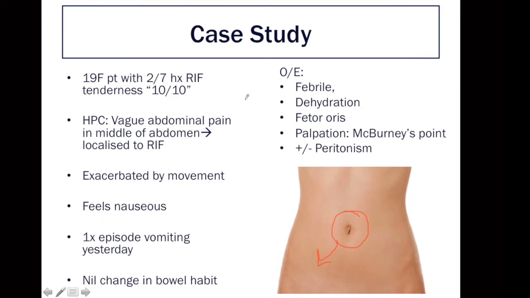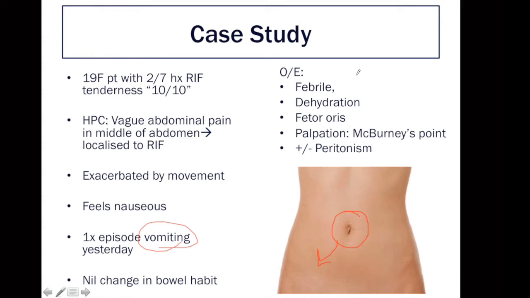She also states she feels nauseous and had an episode of vomiting yesterday. Nausea is very common. Vomiting, you can get 1 or 2 episodes, but if it's constant vomiting, it's unlikely to be appendicitis. Often there isn't any change in bowel habit. However, some patients can have a history of constipation, which could be the cause of the fecalith, or diarrhea caused by irritation of the rectum from a pelvic appendix or from a pelvic abscess.